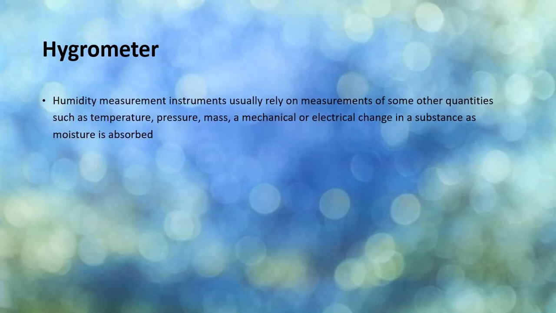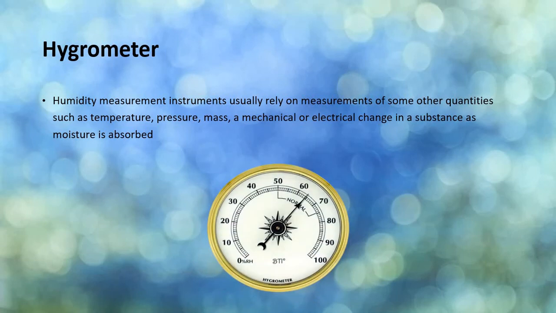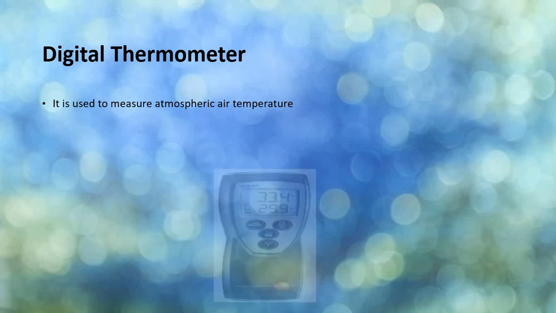Second is the hygrometer, whose humidity measurement instruments usually rely on measurements of some other quantities such as temperature, pressure, mass, or a mechanical or electrical change in a substance as moisture is absorbed. This figure is the hygrometer. Next is the digital thermometer. It is used to measure the atmospheric air temperature.